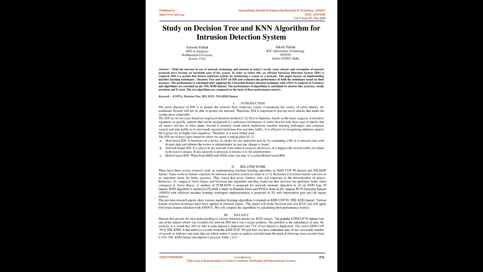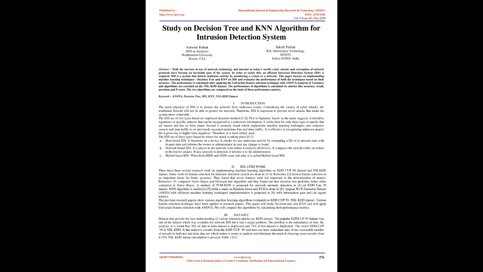This paper focuses on implementing machine learning techniques, Decision Tree and KNN, on IDS, and evaluates the performance of both the techniques based on their accuracy. The performance is calculated after applying the Univariate feature selection technique with ANOVA, analysis of variance, and the algorithms are executed on the NSL-KDD dataset. The performance of the algorithms is calculated by metrics like accuracy, recall, precision and F-score. The two algorithms are compared on the basis of these performance metrics.